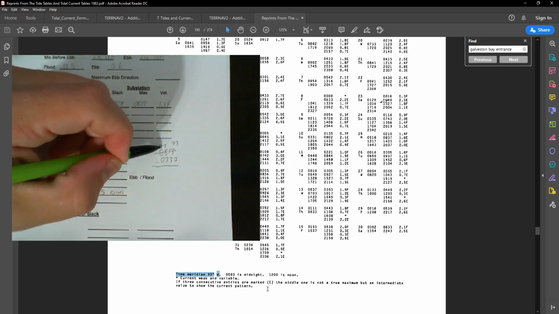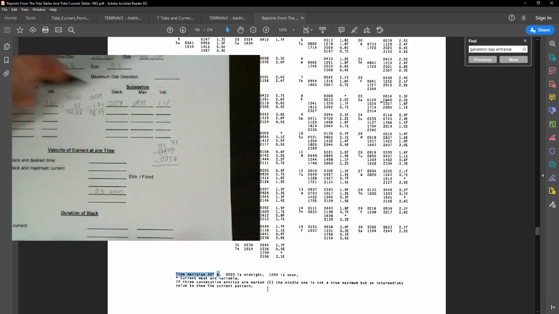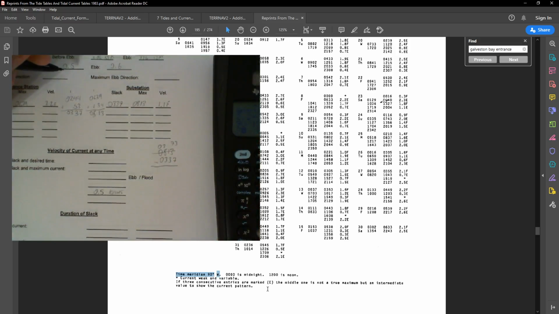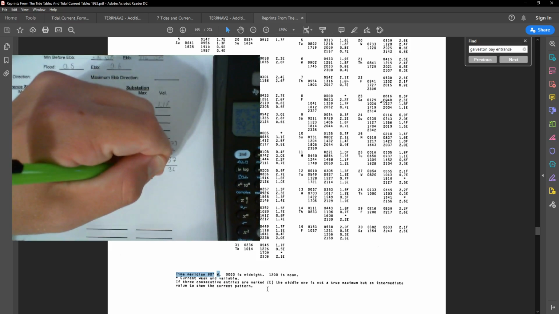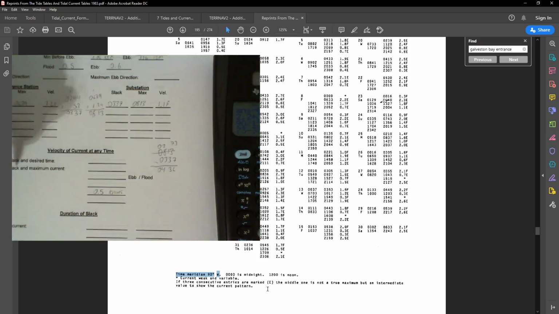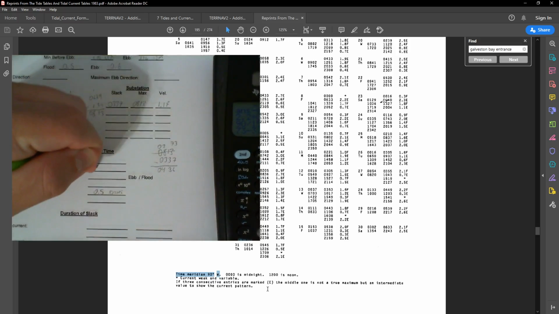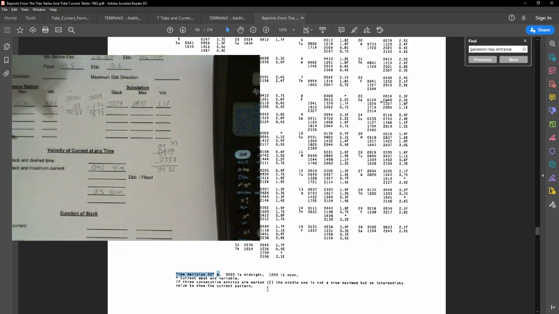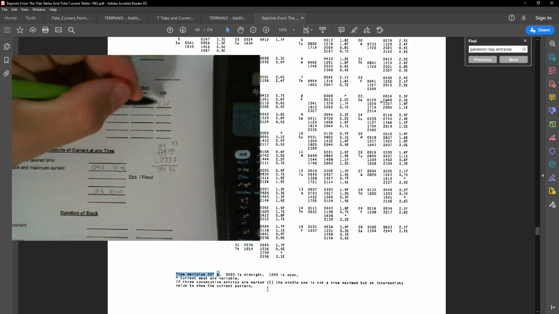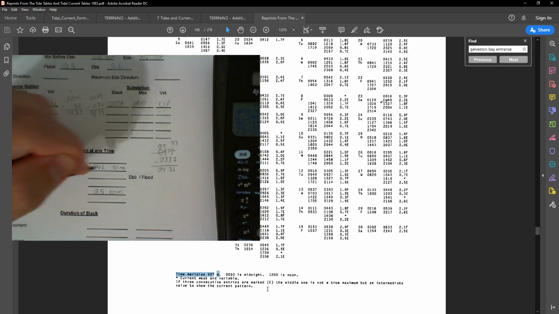I simply took an hour from there and added 60 minutes to that. 73 minus 37 is 36. 07 minus 03 is 04. So the difference between slack and maximum current is 04 hours, 36 minutes. The maximum current is 1.1 F.